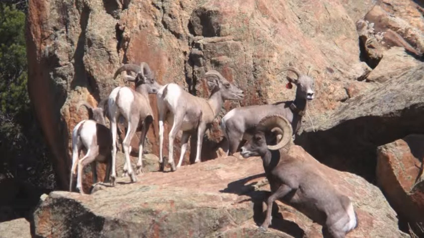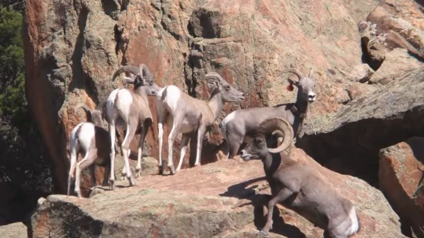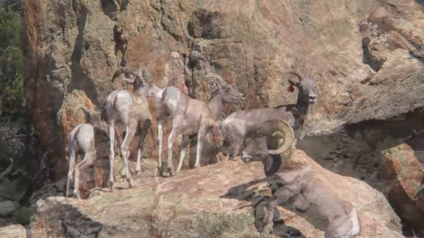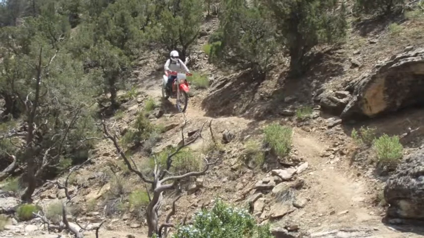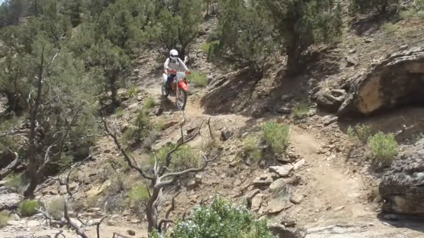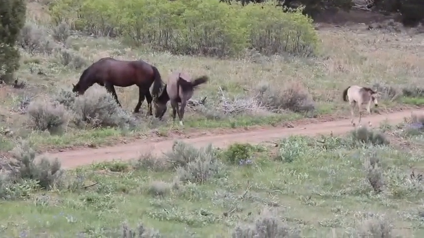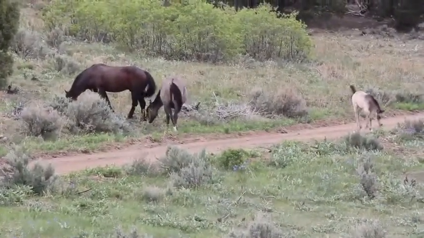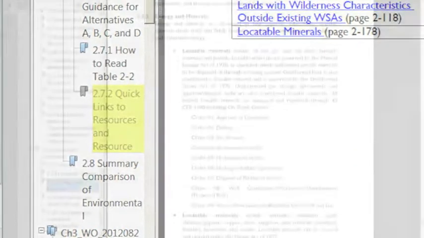Often, objectives for management of resources and resource uses, such as fish and wildlife or recreation and visitor services, drive the area allocations and stipulations that apply to energy and minerals development. Therefore, you may want to review the management actions for many of the resources and resource use sections in Chapter 2 as well. These sections can also be found at 2.7.2, Quick Links to Resources and Resource Use Management Actions.